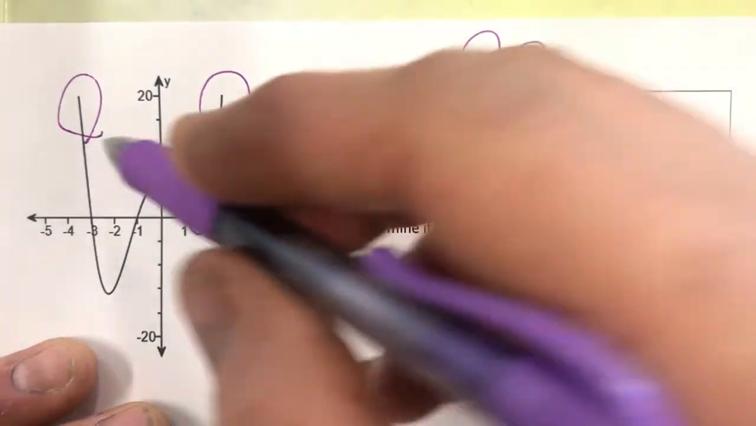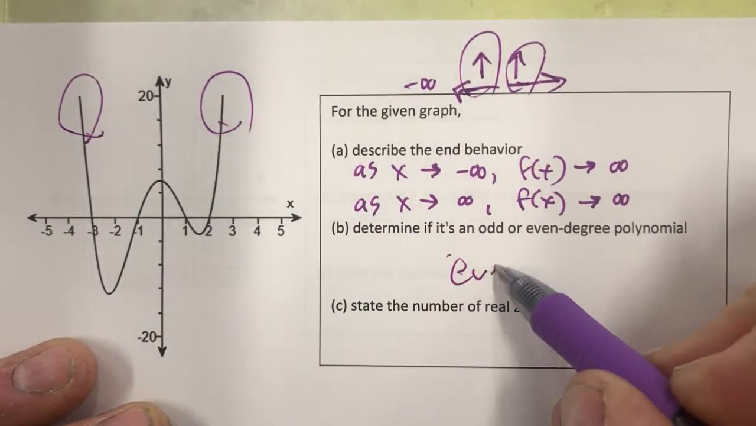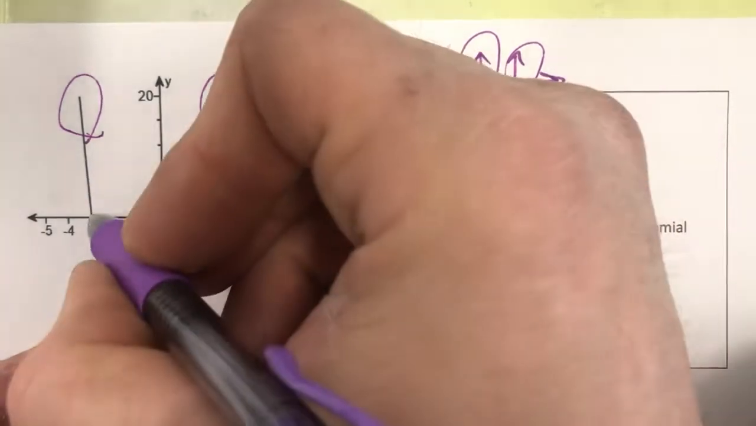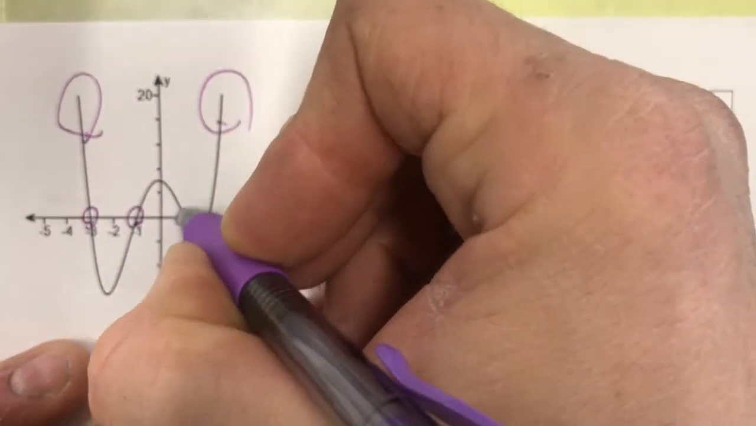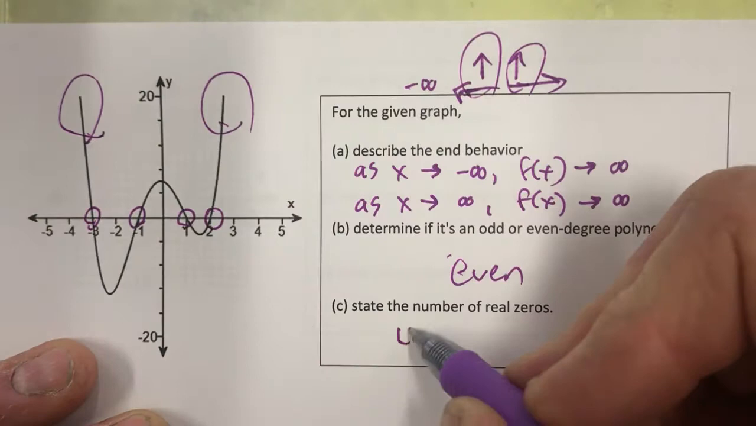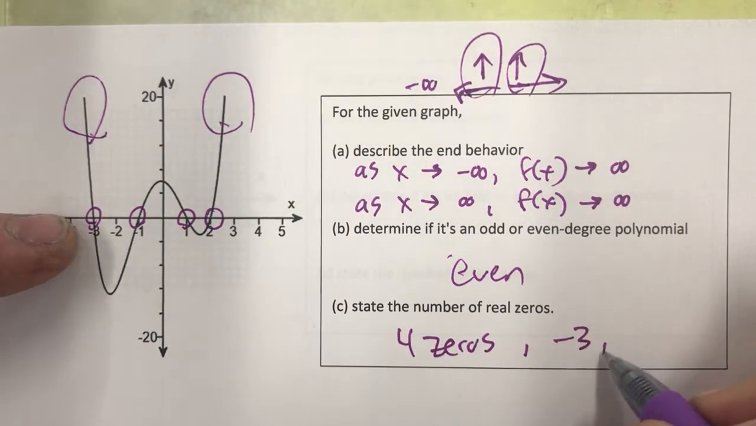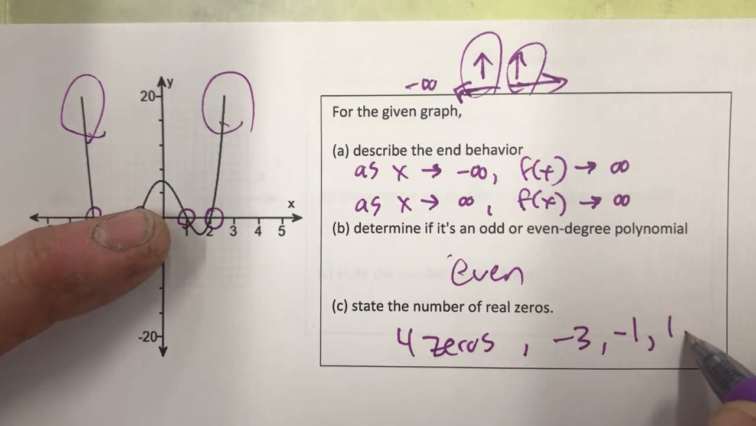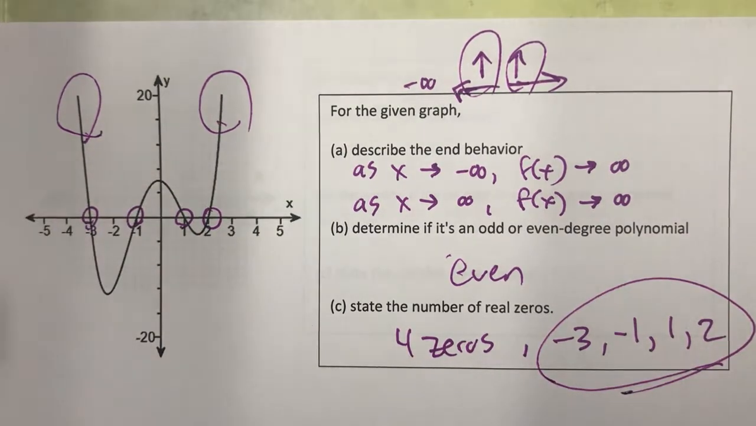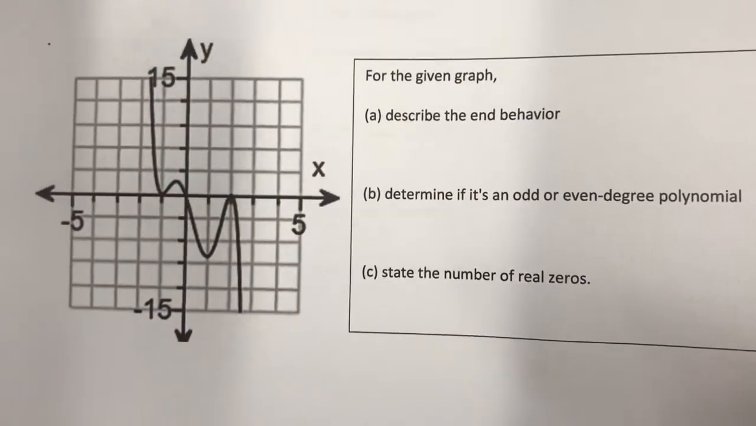Is this odd or even? Well, they're both going up, even. And then the zeros, one there, one there, one there. This has 4 zeros. Looks like -3 is 1, -1 is 1, 1 and 2. Here's my zeros right there. Okay, so what we got here.